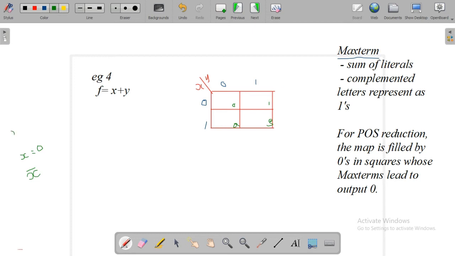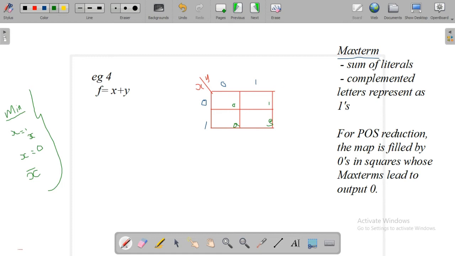If x equal to 1, how will we write it? If x equal to 1, we write it as x only. Nothing changes, no complement. Only in the case of min terms, 0 should be negated. In a simple way, we can say 0 should be negated in the case of min terms. So if x equal to 0, we have to write the complement, x complement.